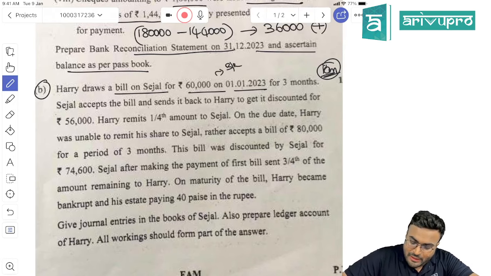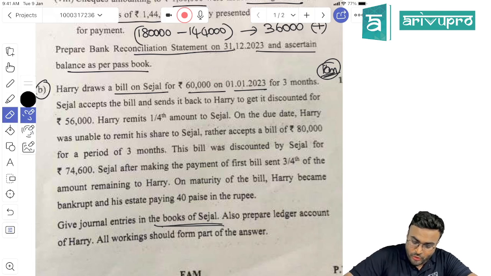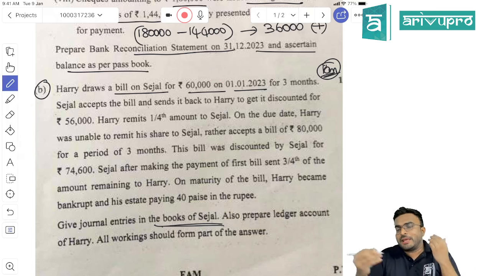Bills receivable account. Whose books have they asked? In the books of Sagel. Okay, in the books of Sagel they have asked. So what are you going to do? Always think from the angle of Sagel.